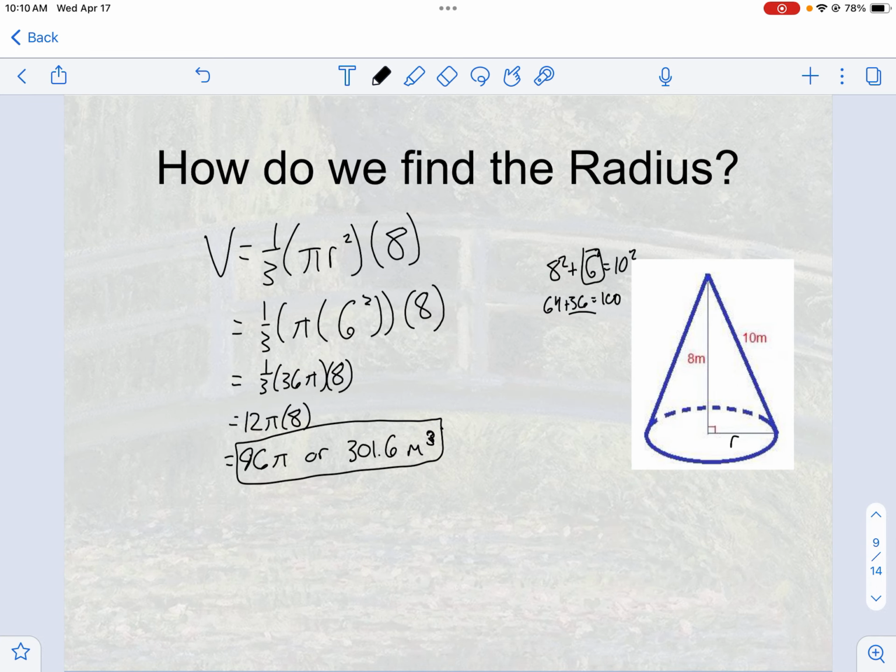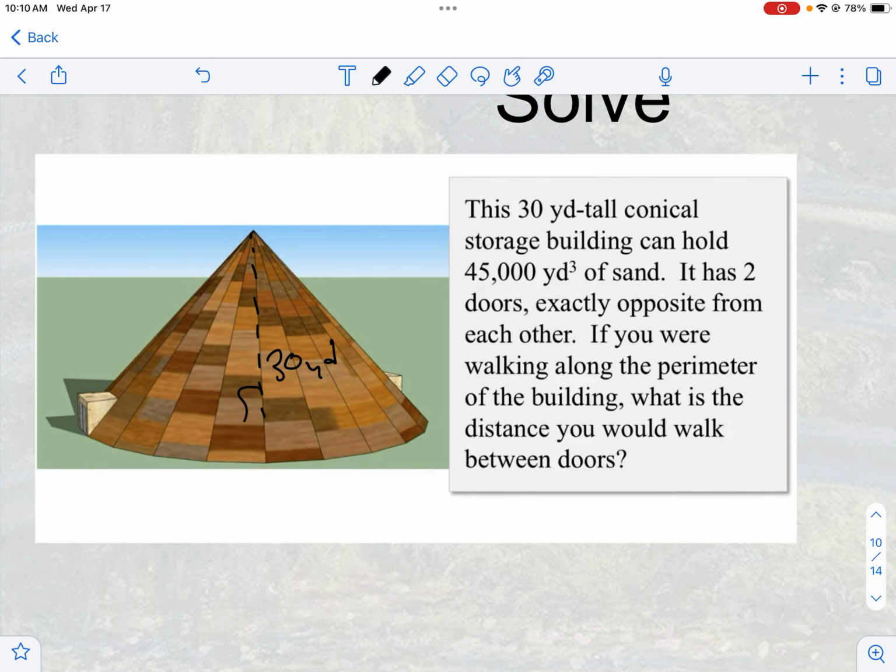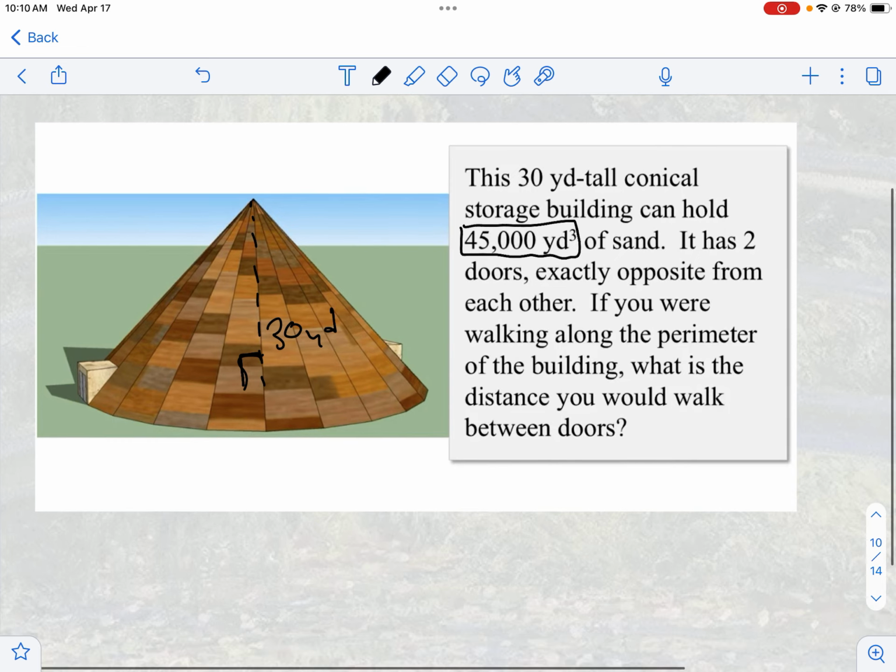Again, 1 cubic meter of liquid would be a meter by a meter by a meter box filled with water, or any liquid. So we have a 30-yard tall conical storage building. I already got my height drawn in there for myself. It can hold 45,000 yards cubed of sand. Yards cubed tells me this is a volume, okay? It has 2 doors. There they are, exactly opposite each other.